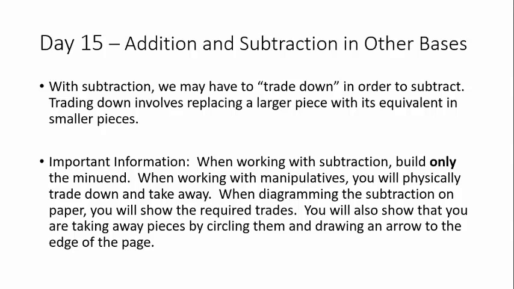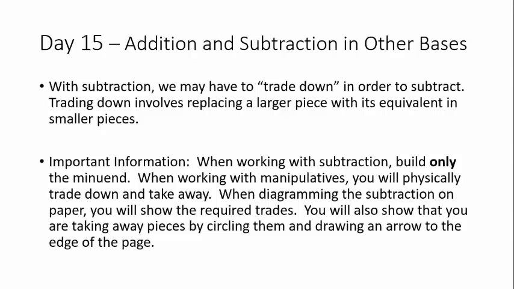Let's move to subtraction. For subtraction, we may have to trade down. Trading down involves replacing a larger piece with its equivalent in smaller pieces. So for instance, a flat would be replaced with rods.